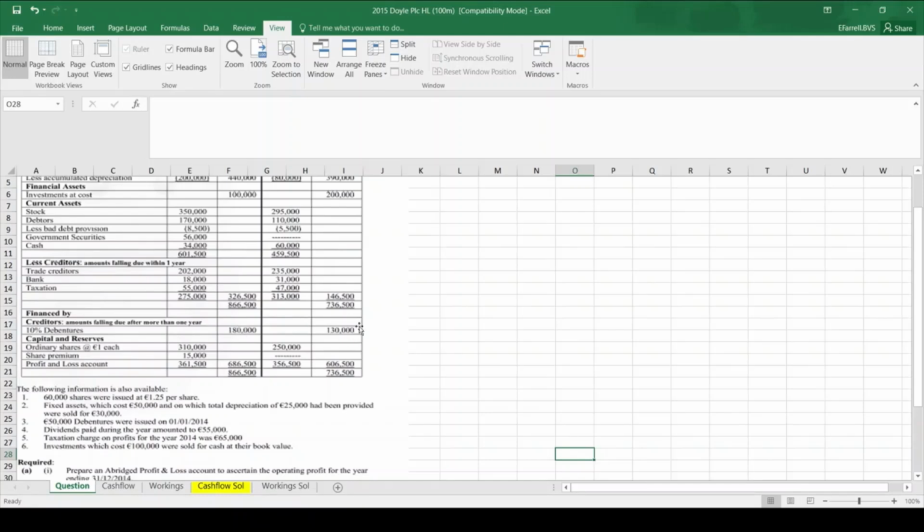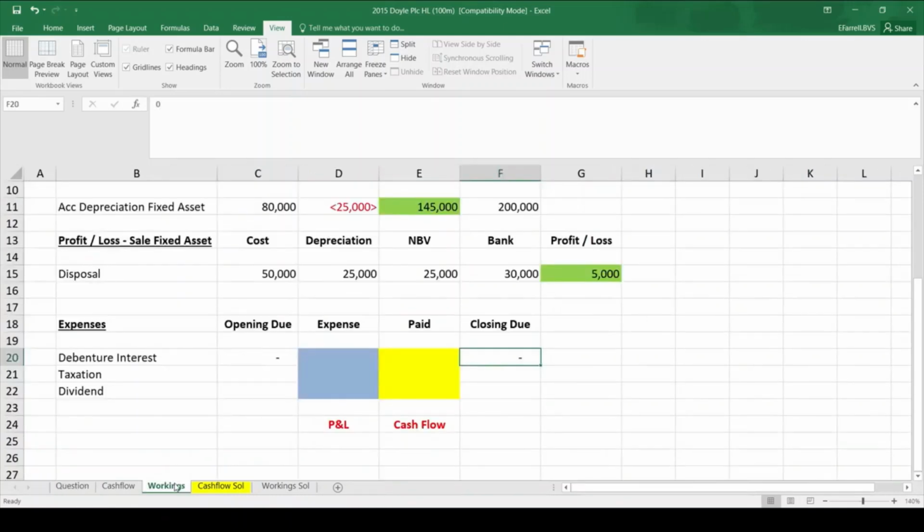So if that was the case, I would get 10% of the 130. But in this case, the 50,000 were issued on the 1st of the 1st, so there were 180,000 for the year. So my debenture interest expense would be 180,000 by 10%, which is 18,000. There was none owed at the end of the year, so I must have paid 18,000. Because there was none owed at the start, 18,000 expense for the year, paid all of those, nothing due at the end.